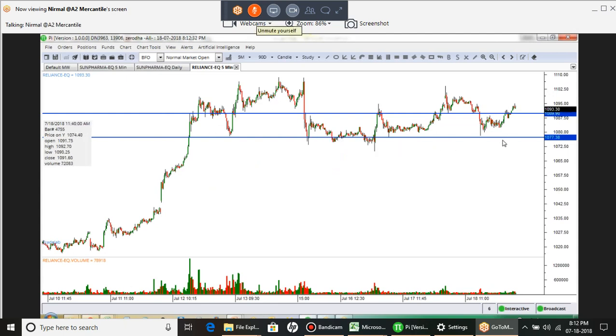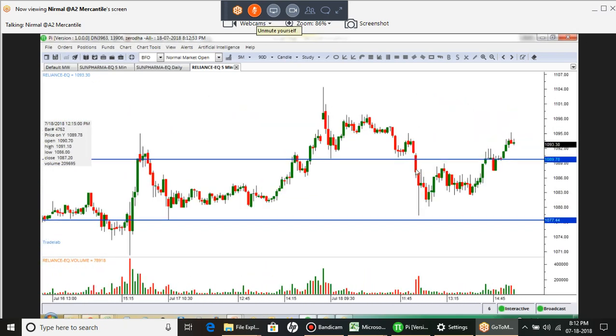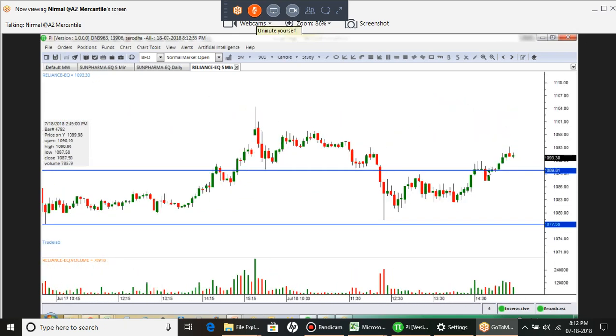So this is a critical, crucial level. It tried coming down because the market was selling off today. This is the area which it is trying to hold on. It opened here and came down. After it broke this level and then broke back, it stayed above.